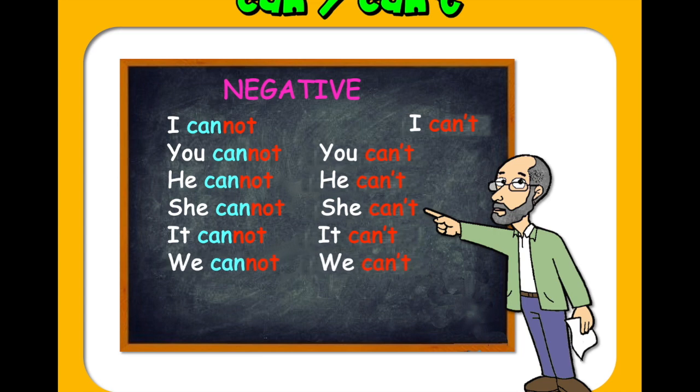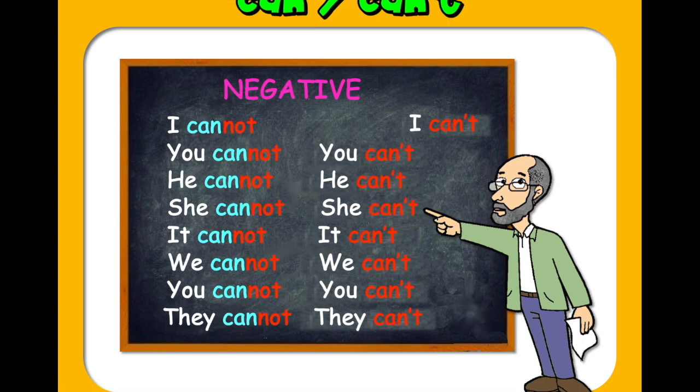We cannot turns into we can't. You cannot becomes you can't. And they cannot becomes they can't. In other words, we can use the full form cannot for all the pronouns or can't, the abbreviation form, for cannot.